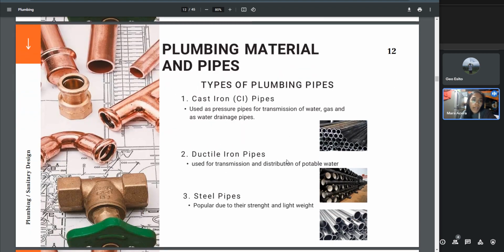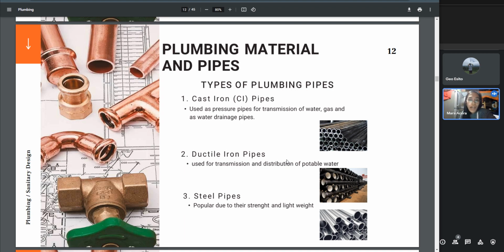Next, the types of plumbing pipes. First, we have the cast iron pipes. These are mostly used as pressure pipes for transmission of water, gas, and sewage, and as water drainage pipes. CI pipes have the following advantages.